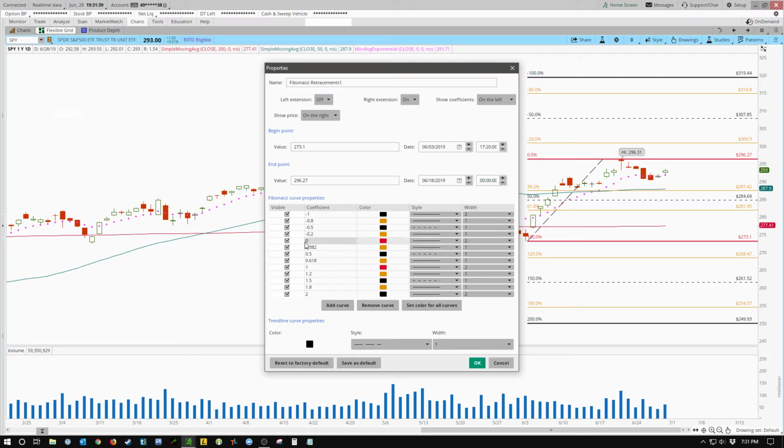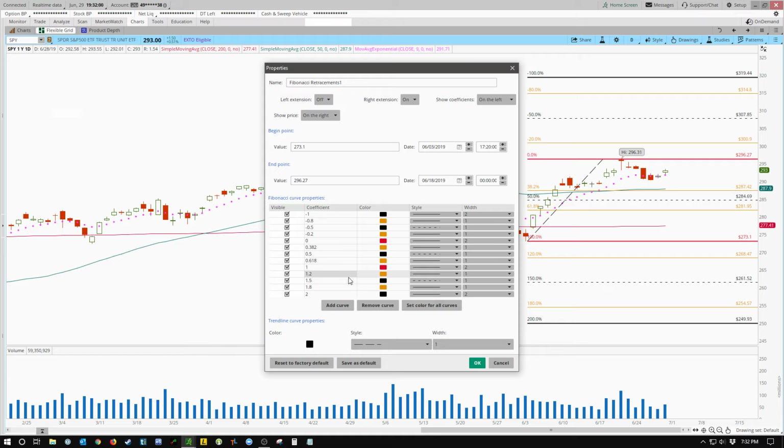But the most important one is your 0%, right? And then you've got the 38.2, the 50%, the 61.8, and the 100%. And then above that, you've got extensions here. So I have -1, -0.8, and so on. And then below the 1 here, we've got extensions at 1.2, 1.5, 1.8, and 2.